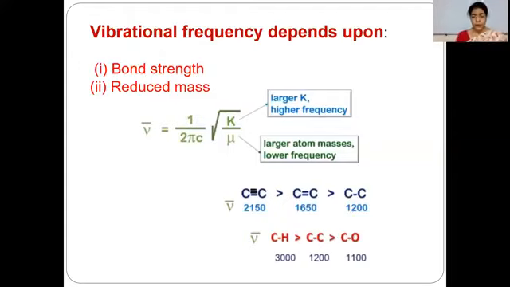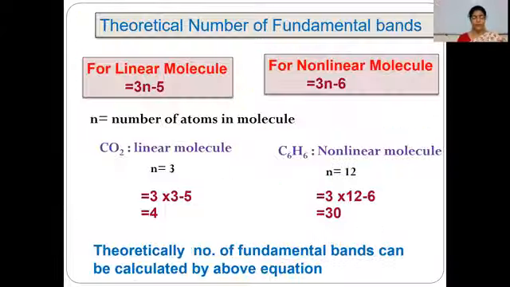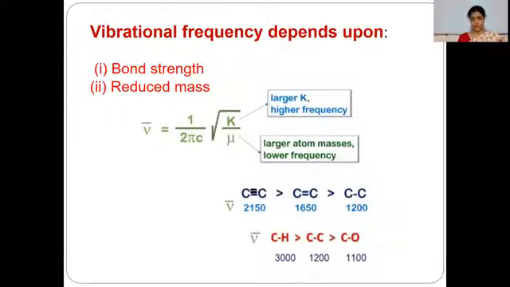Here you can see different bonds between the same atoms: carbon-carbon triple bond, carbon-carbon double bond, and carbon-carbon single bond. The value of reduced mass is the same for all three conditions. M1 and M2 values are the same for carbon. But the carbon-carbon triple bond is very strong, so the triple bond strength will be higher, the value of K will be larger, and the vibrational frequency will be maximum.